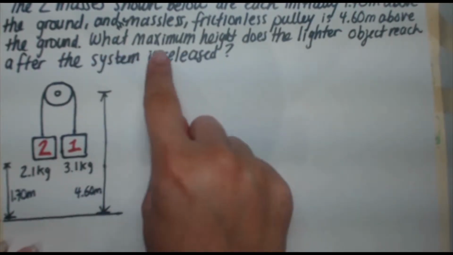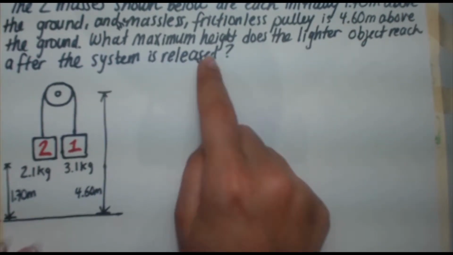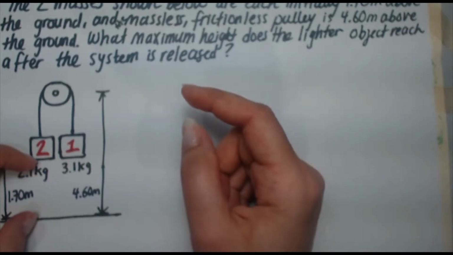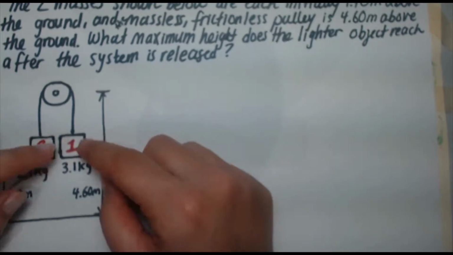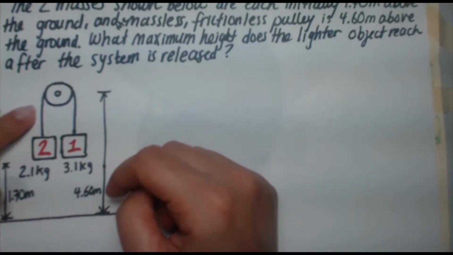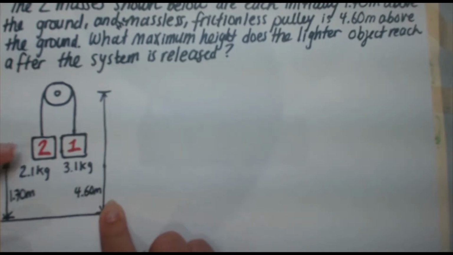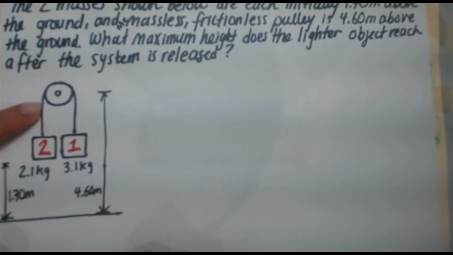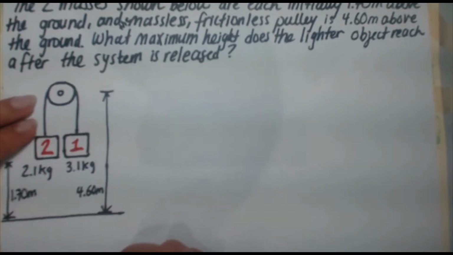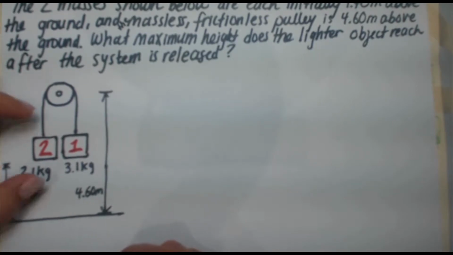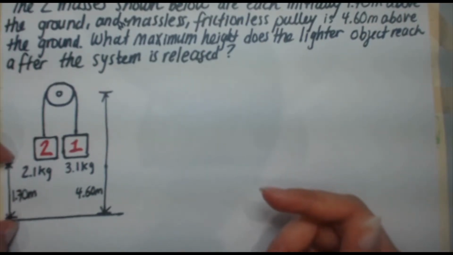Okay, and the question's asking us, what maximum height does the lighter object reach after the system is released? We know that distance is going to be at least 1.70 meters. Okay, it's going to go up another 1.70 meters after it goes up. Now, on top of that, this might go down 1.70 meters. This might go up 1.70, but there's 4.6 meters here that it can travel up to. So although it goes up another 1.7, it still hasn't reached the top of the pulley. And that's the part that a lot of people will miss with this problem. It goes up another 1.7 and there's a little bit more. If the problem was that easy, it wouldn't be asking the question at all, because that would be just doubling this answer.